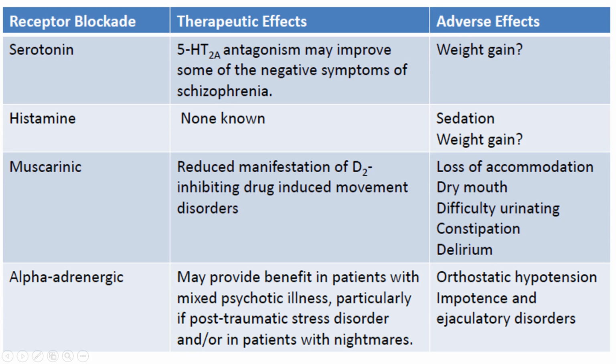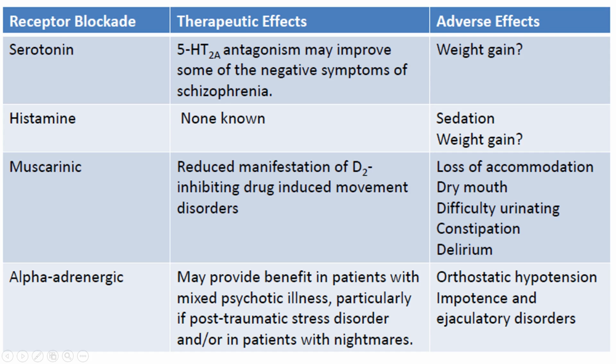It also is going to have the receptor blockade with the muscarinic receptors. And what this is going to do is actually have reduced manifestation of D2 inhibiting drug-induced movement disorders. So remember that Parkinsonism. This is going to be on that same plane, kind of counteract that. Adverse effects: loss of accommodation. That's the eyes. Dry mouth, difficulty urinating, constipation, and delirium.